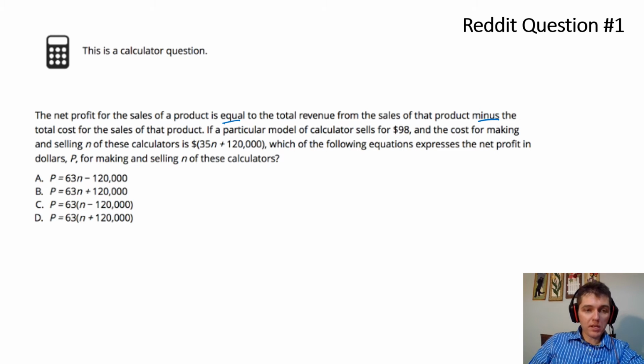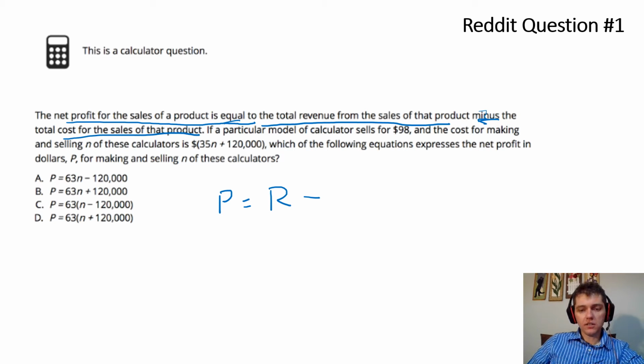So take it piece by piece, starting with the net profit for the sales of a product is equal to. So right there you can go ahead and say P, profit, is equal to total revenue from the sales of that product. We'll call that R, minus the total cost for the sale of that product. So that means the cost of making it, the cost of the salespeople, all that, and we'll just call that cost C. And then all of the next sentences here give you how to plug in for all those variables.